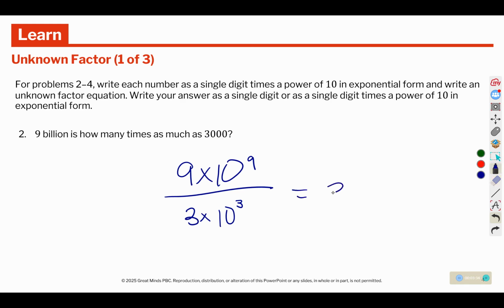9 divided by 3 is 3. If I wrote out 10 9 different times, divided by 10 3 different times, this one divides out, this one divides out, this one divides out, so I'm left with 1, 2, 3, 4, 5, 6 10s.